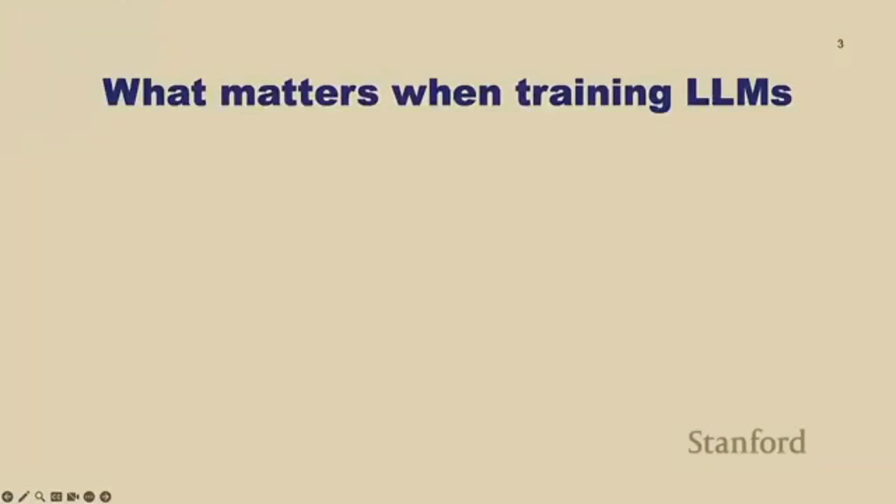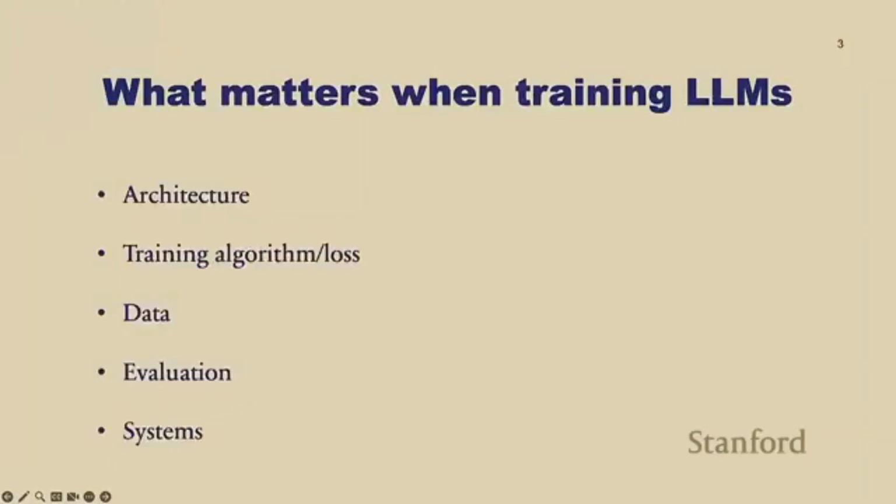Great. So what matters when training LLMs? There are a few key components that matter. One is the architecture. As you probably all know, LLMs are neural networks, and when you think about neural networks, you have to think about what architecture you're using. Another component which is really important is the training loss and the training algorithm, so how you actually train these models. Then it's data: what do you train these models on? The evaluation, which is how do you know whether you're actually making progress towards the goal of LLMs.